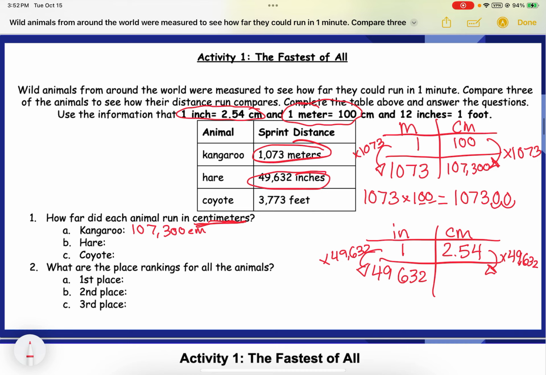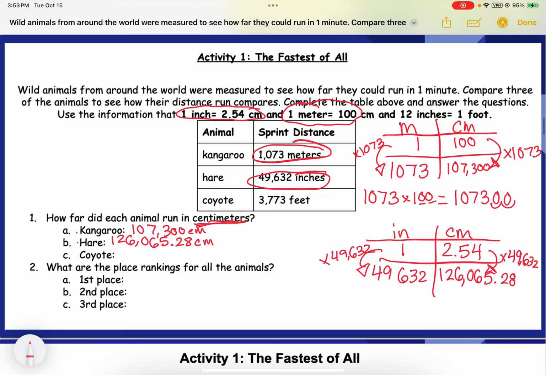For this one, you can use a calculator if you would like. Or you could pause here and do it on your own, which would be great because your brain is your calculator. And so you're multiplying 2.54 times 49,632. And what you should get is one big number. Okay, so we have 126,065.28. So the 0.28 isn't very much, but we're still going to write the full answer. So for the hare, this is 126,065.28 centimeters. So far the hare has gone farther than the kangaroo. So it looks like the hare is running faster in centimeters.